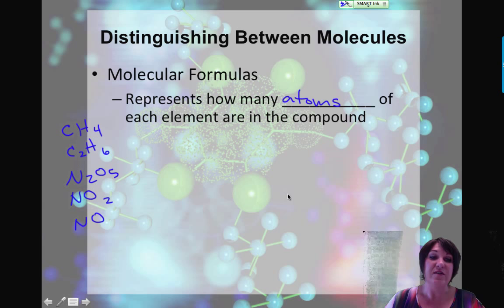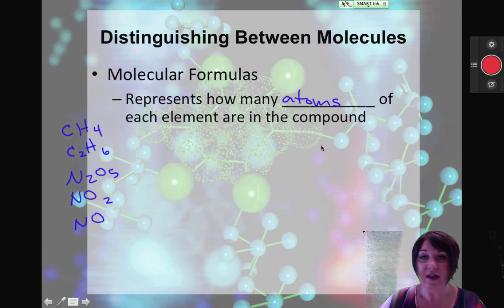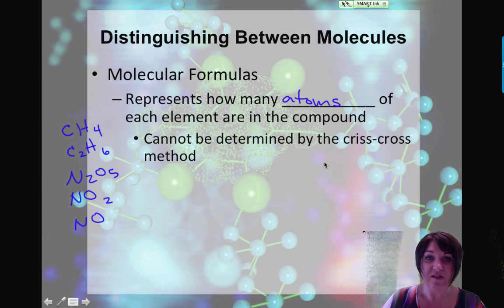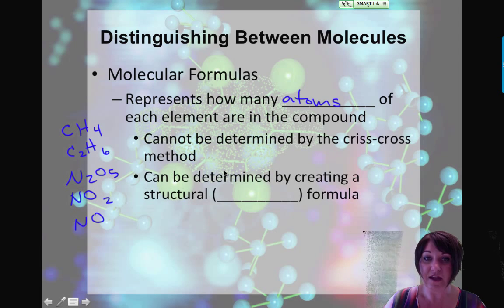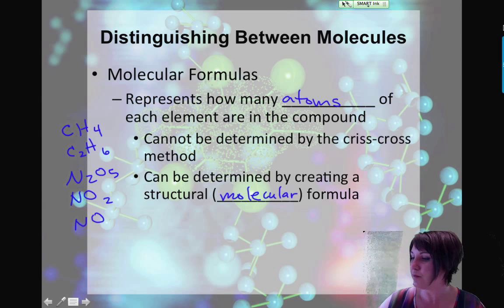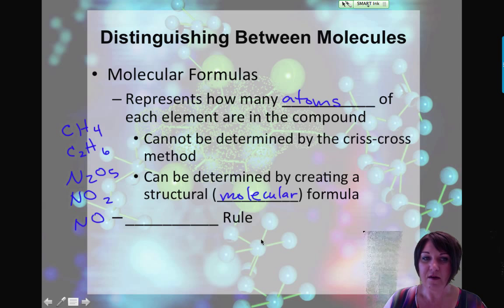And we want to know how many of each thing are present, because these atoms will just combine in ways that cannot be determined by the crisscross method of crossing the charges. We just have to look at their structural formula to decide what kind of thing we're dealing with. Sometimes, by the way, this is called a molecular formula. And what we know is when they combine, they're going to combine so that all the atoms satisfy the octet rule.